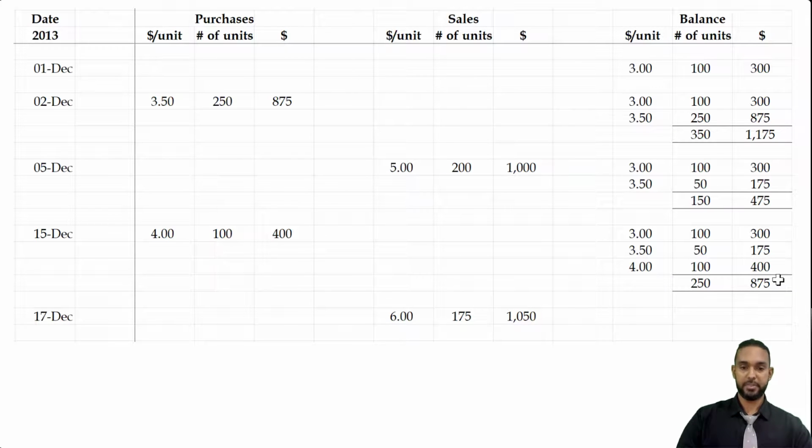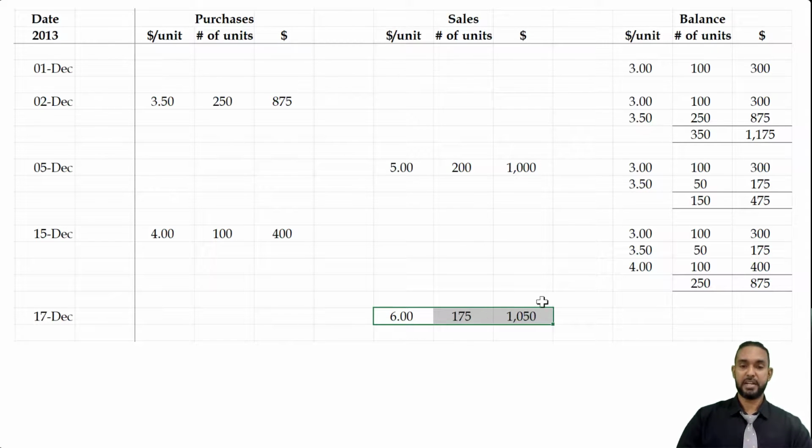Now we have one more sale. We have a sale on the 17th of December of 175 units. Now we need to figure out what stock do we have left and what's the composition. Is it made up of one batch only, or is it made up of multiple batches? What is the composition and the value?